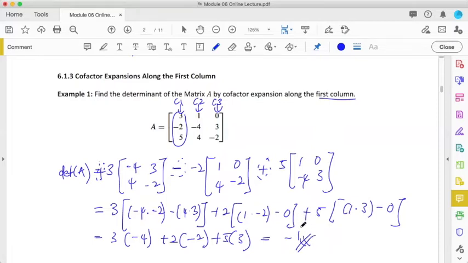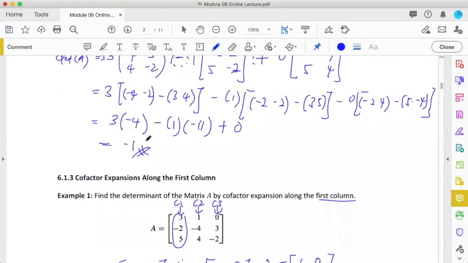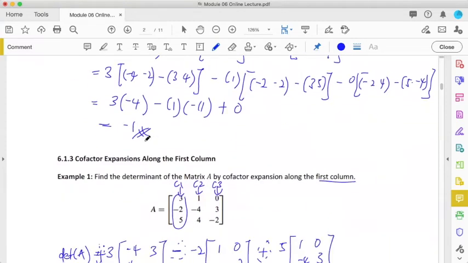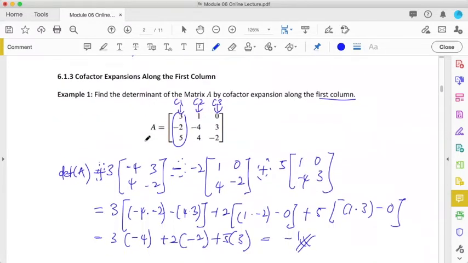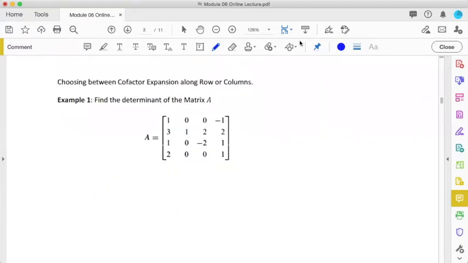Okay, so you should be able to get negative 1 if you apply it for column 2 and column 3. And if you compare this with the cofactor expansion along the first row, you get the same value, which is negative 1. Okay, so in other words, you can apply the concept of cofactor expansion whether you choose a column or a row.